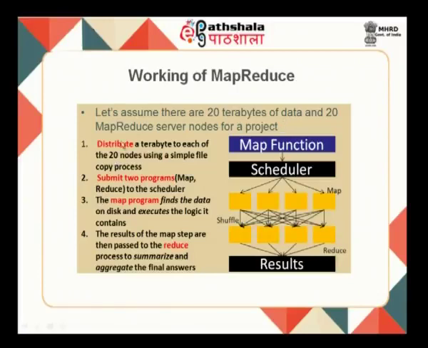In other words, these 20 terabytes of data are divided and distributed across these 20 MapReduce server nodes. So, we will be having 1 terabyte of data in each of the MapReduce server nodes. Now, what we need to do is provide a map function and a reduce function. So, submit 2 programs, one is the map, another one is the reduce, to the scheduler.